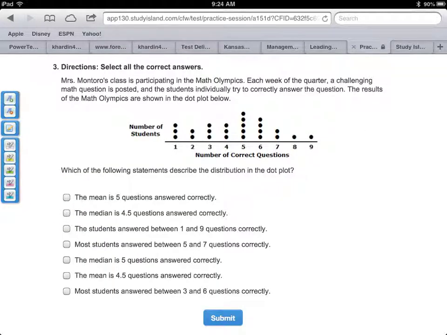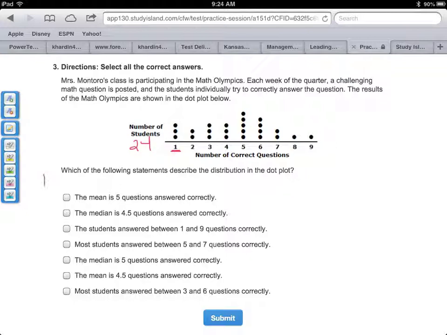This problem is pretty detailed. There's a lot of work to do on this type of question, but you can do it. Let's work through this one together. It says Mrs. Montoro's class is participating in the Math Olympics. Each week of the quarter, a challenging math question is posted, and the students individually try to correctly answer the question. The results of the Math Olympics are shown in the dot plot below. Every dot means there's a student, and if you count through, there are 24 students. There are 24 dots. The data tells us that 3 students each answered one question correctly.